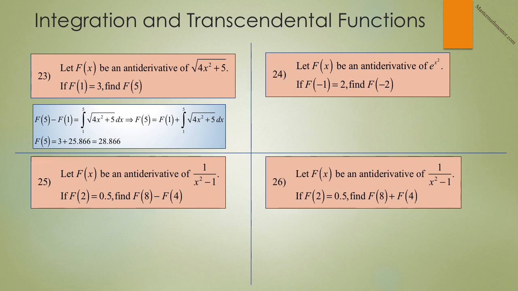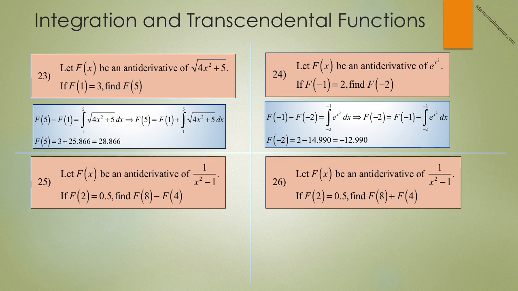We cannot integrate that expression, but we also use the fact that capital F of 5 equals capital F of 1 plus the integral from 1 to 5 of the square root of 4x squared plus 5 dx. Using the calculator, we get capital F of 5 equals 3 plus 25.866, which is 28.866.